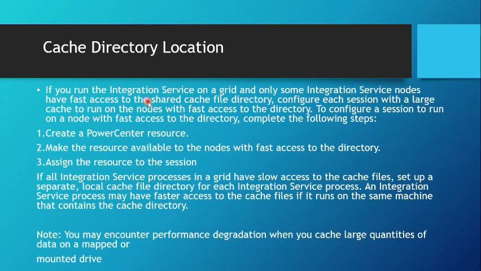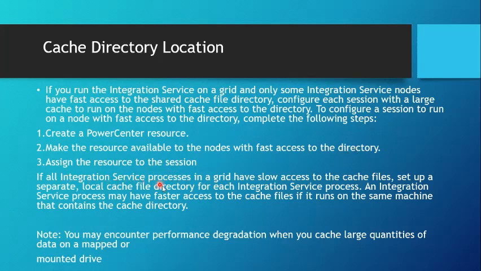If you run the Integration Service on a grid, only some Integration Service nodes have fast access to the shared file directory. Configure each session with a large cache to run on the node with fast file access. To configure the session to run on a node, create a PowerCenter resource, make the resource available to the node with fast access to the directory, and assign the resource to that session.